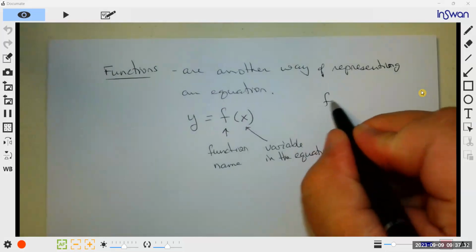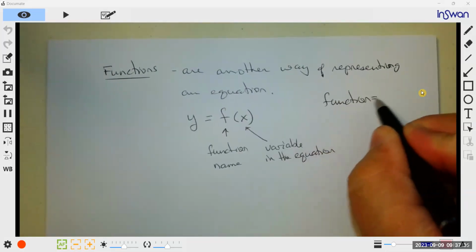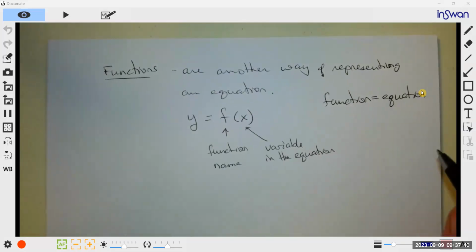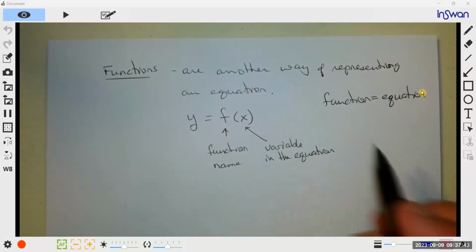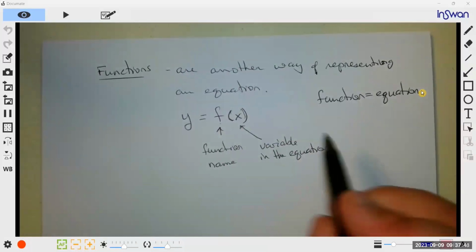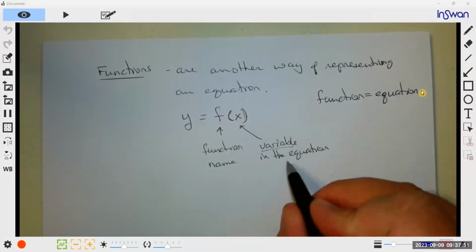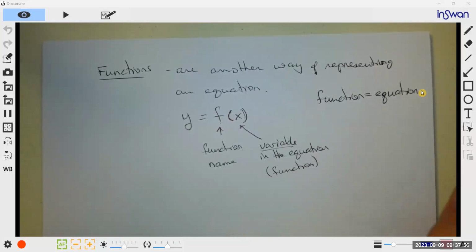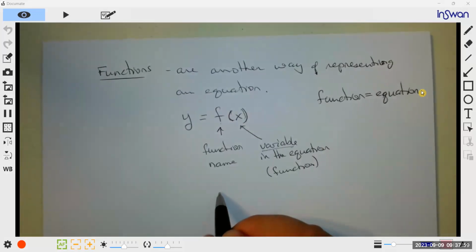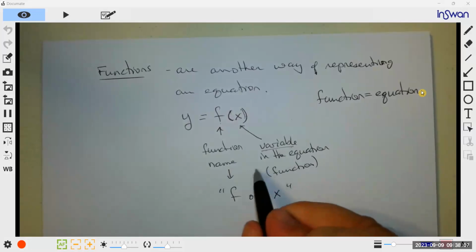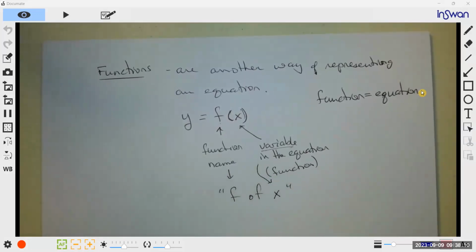Because a function is the same thing as an equation. So this x inside whatever is inside the parentheses is the variable in the equation or the function. It's read f of x. The function name, the variable name.